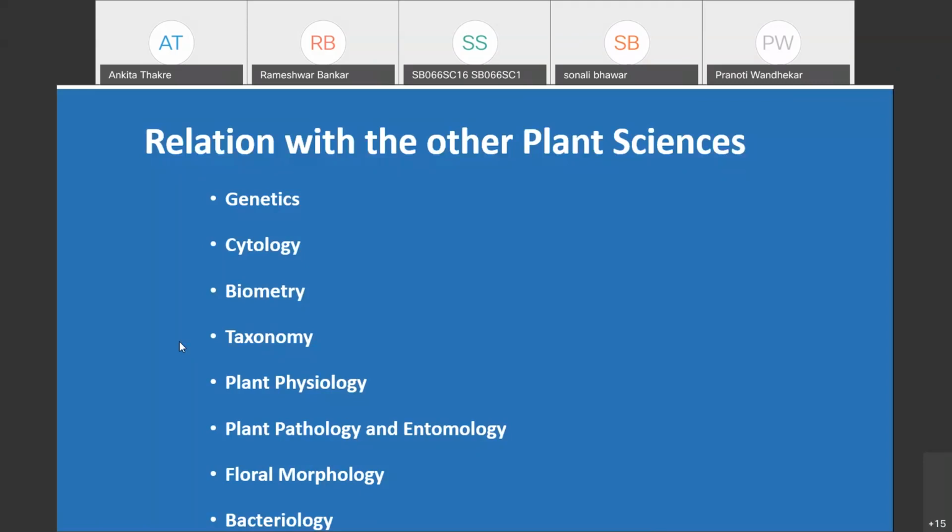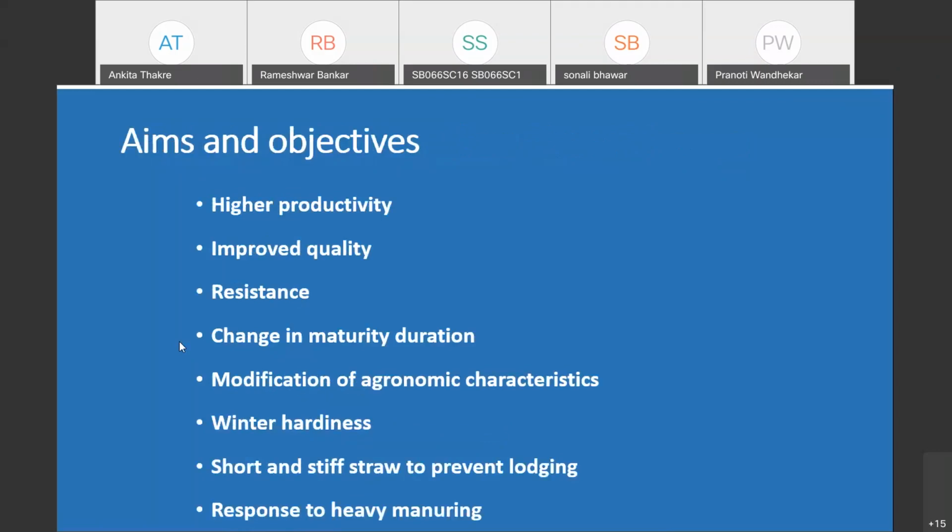Okay, plant breeding is the applied branch of botany that is associated with and dependent on the other plant sciences. Then the next one, the aims and objectives of plant breeding. We have just discussed the concept of plant breeding. The main objective of plant breeding is to develop a crop variety which is far better or superior than that of the existing crop variety. Okay, that is the main objective.